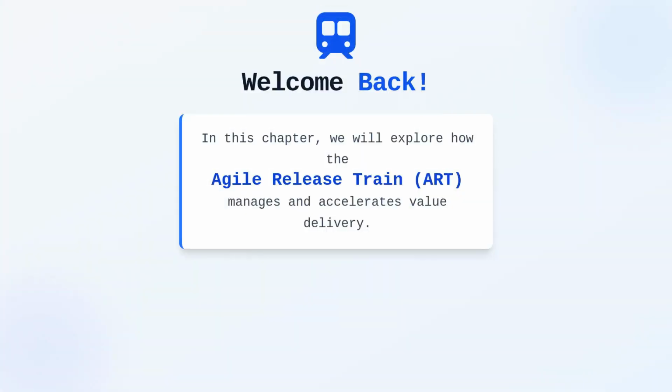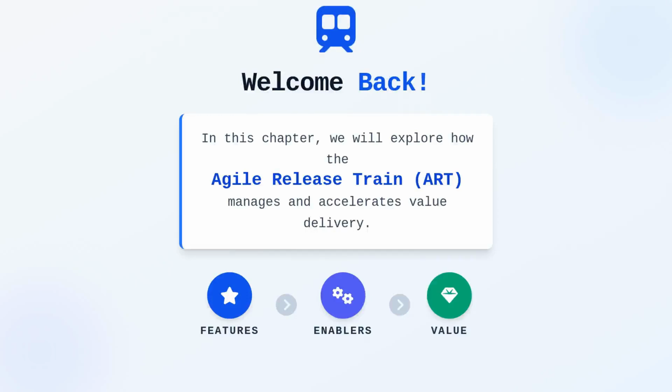Welcome back. In this chapter, we will explore how the Agile Release Train manages value through features and enablers, providing the essential structure for effective delivery.